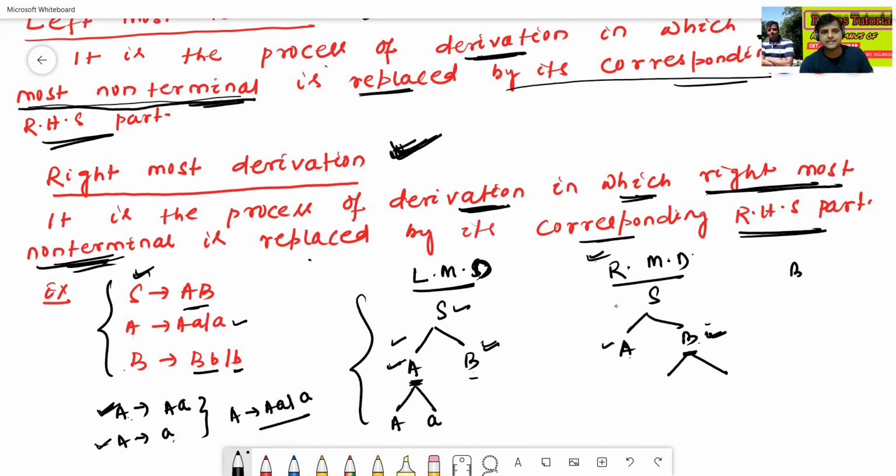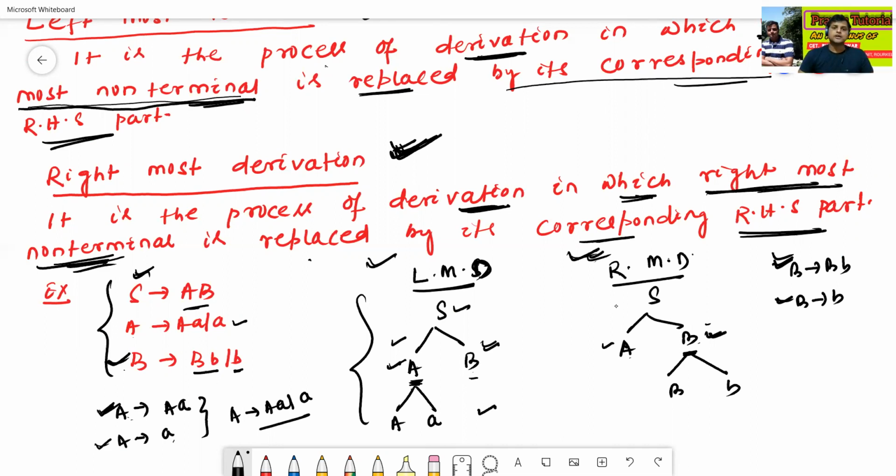B has two productions, B → BB or B → b. So we can use either this production or that production. Let me use B → BB. So this one is the derivation process of leftmost derivation, and this one is called the rightmost derivation process.